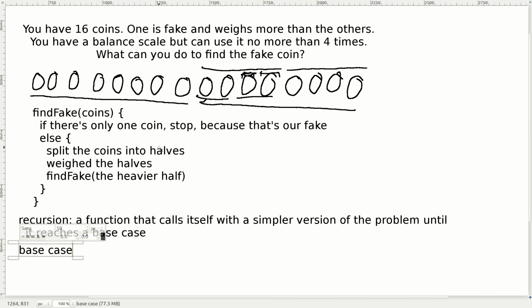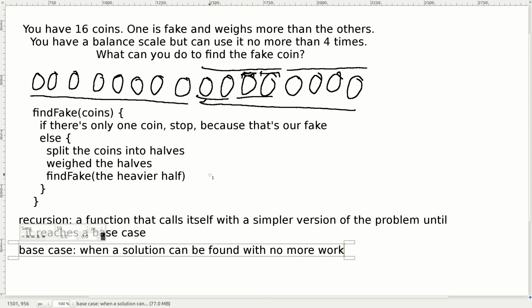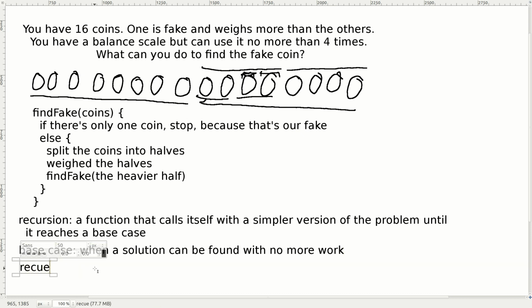So a base case is when all the work is done, or rather when a solution can be found with no more work. We are done. We can just return that solution, and the base case has essentially that one job: see that the solution is already at hand and return it, or give it back, or say you're stopping and you're done. The other piece that recursion requires is a recursive case.